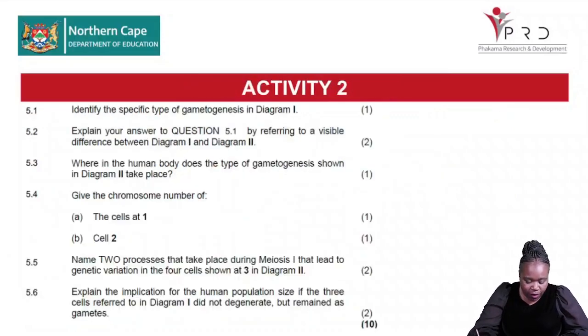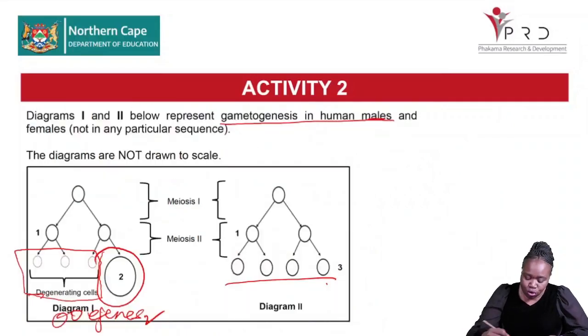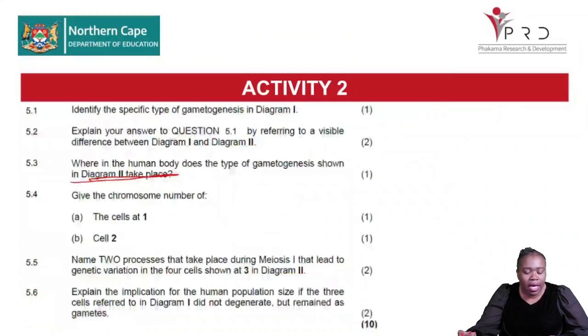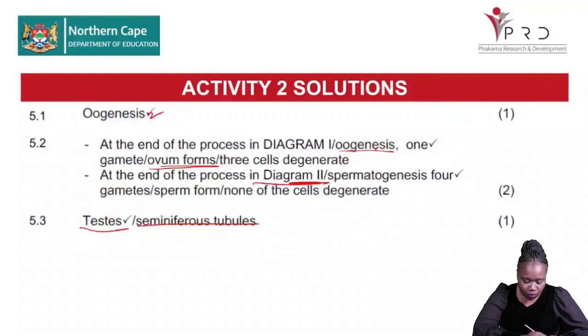Okay, and then we have 5.3. Where in the body does the type of gametogenesis shown in diagram 2 take place? Gametogenesis in diagram 2 is spermatogenesis, and spermatogenesis takes place in the testes or in the seminiferous tubules.